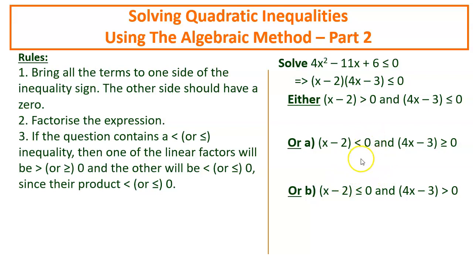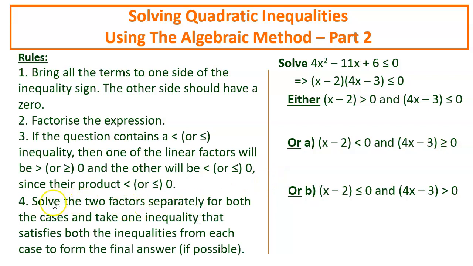Now you may ask me that if you are having these two subparts for the or part, why aren't you having two further subparts for the either part as well? It is a perfectly valid question, and you will be knowing the answer very soon. Why haven't I taken the two subparts for the either part? Okay, but before that, let us look at rule number 4.